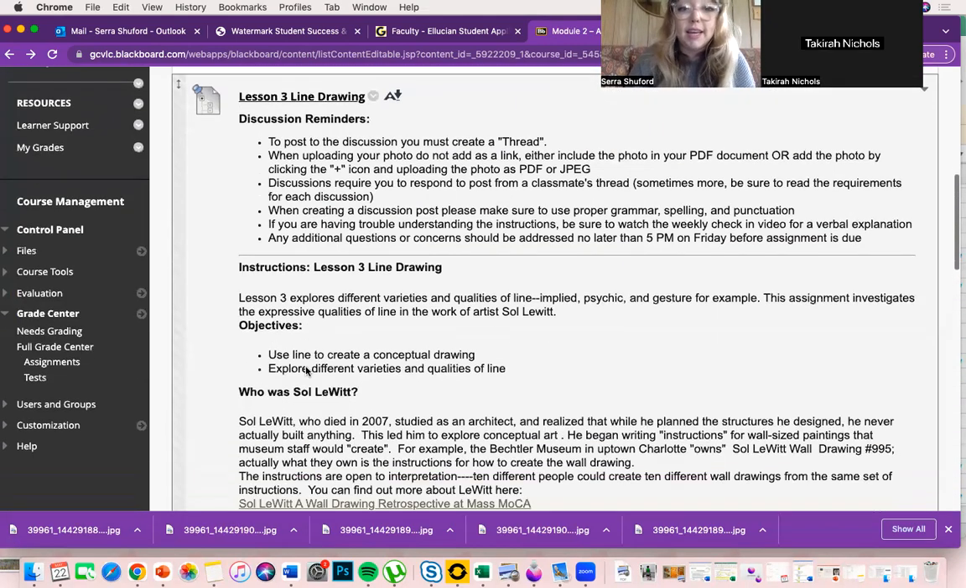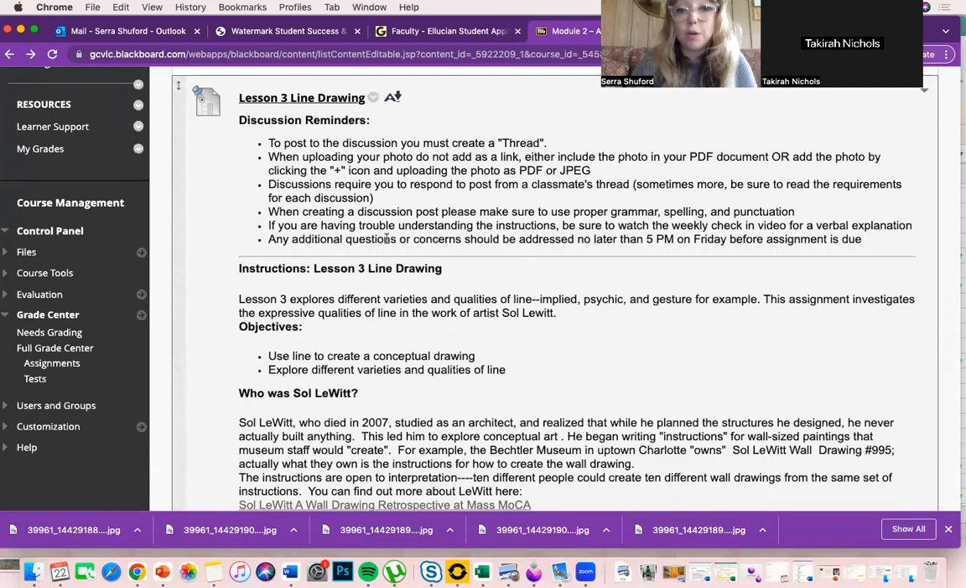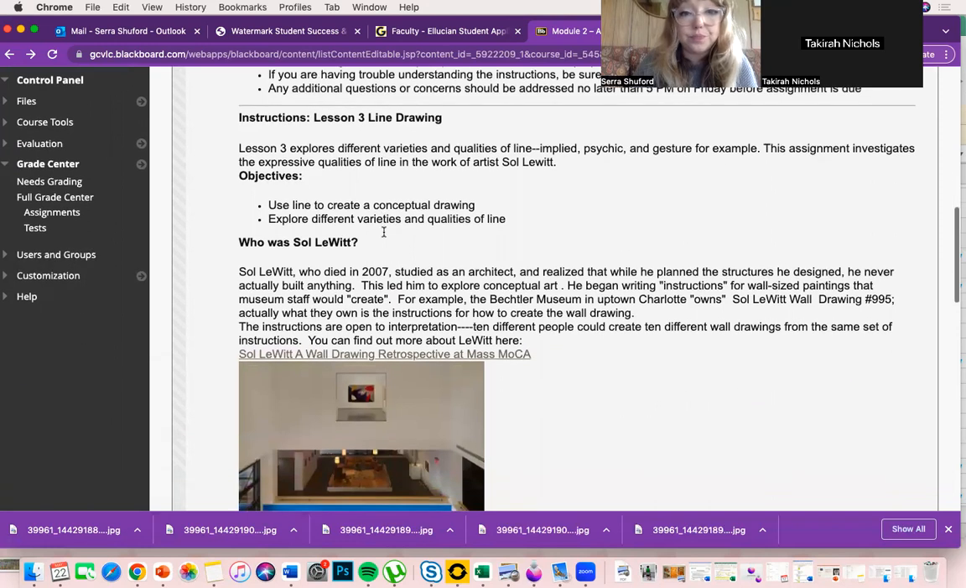So the lesson 3 line drawing discussion, remember the discussion posts do require you to respond to another student. I had a couple issues with that. With the first discussion, the thread looked good, initial post, you answered all the questions, but if you don't comment to other students, then you can get points taken off. So just make sure you acknowledge whether it's an assignment or a discussion type assignment, and make sure you don't get those points taken off. And then there are a few reminders up here that I always put about how to create a discussion and all of that good stuff.